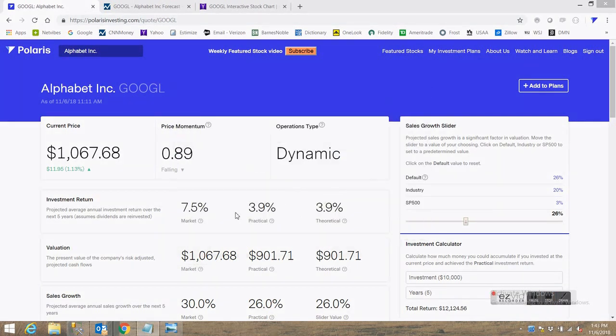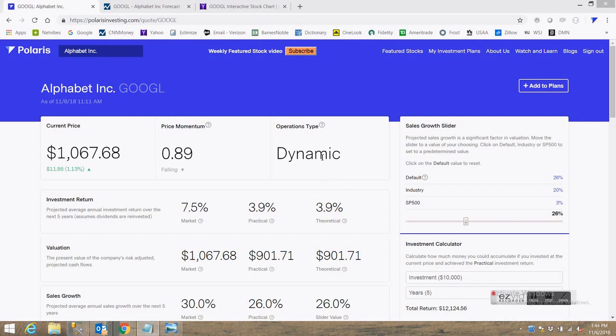We'll get started here. Looking at using the Polaris default values, what kind of practical investment return we can expect, we come up with 3.9%, which is pretty low, and on the surface makes this appear not to be a very attractive stock right now based on current market conditions. But we want to look a little bit further.